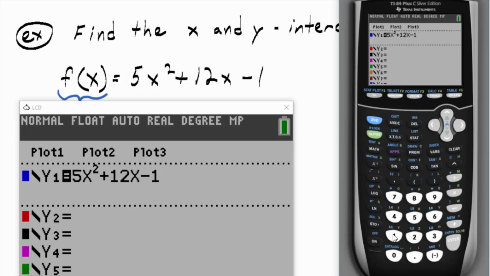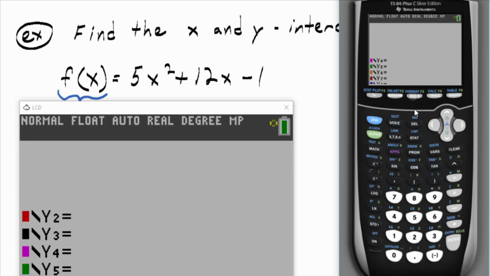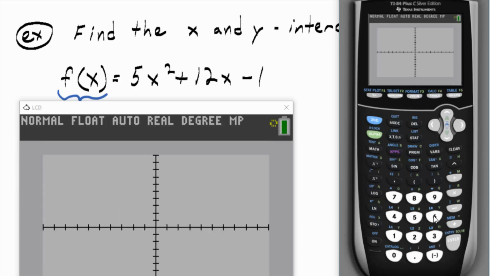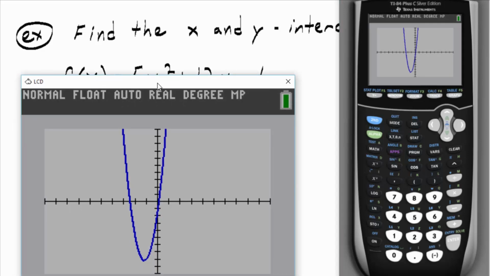And then what I'm going to do is go to zoom, which is in the middle key up here, and go to number 6, which puts it in a standard screen, which goes from -10 to 10 on both axes. Now, if your graph doesn't fit well in that standard screen, then you have to adjust the minimum and maximum values on x and y. But let's see if it does. So we're going to try graphing this. And it does fit pretty well.